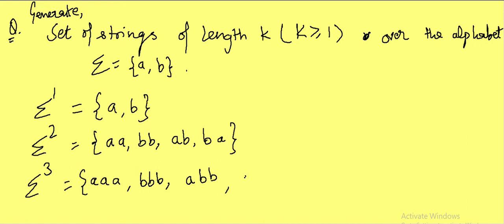Then BAB, then BBA, right? Or what can be other options? It can be BAA, right? Then it can be ABA, right? So these are the options which can be generated, or these are the strings which can be generated using these symbols, right?